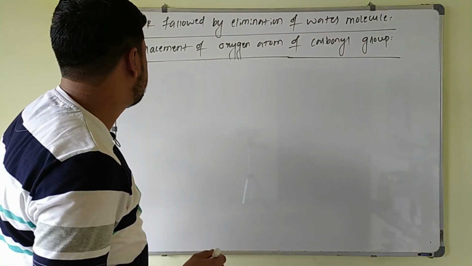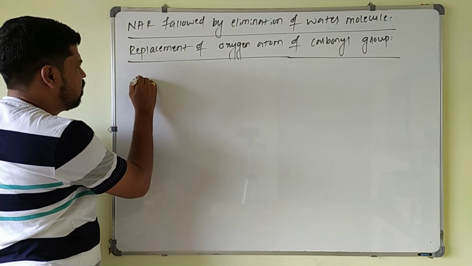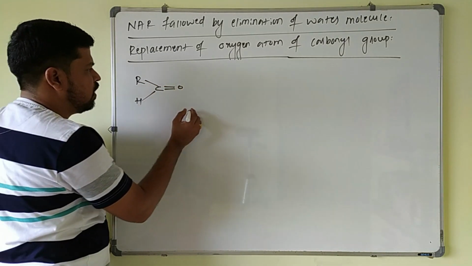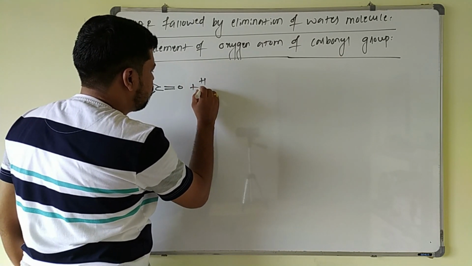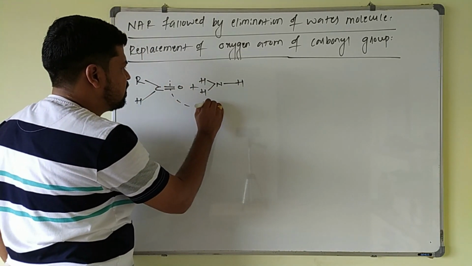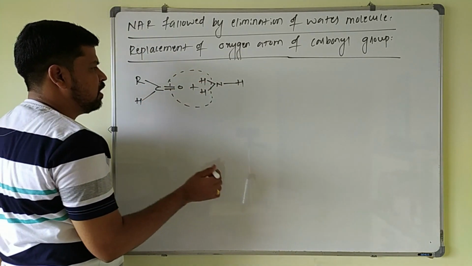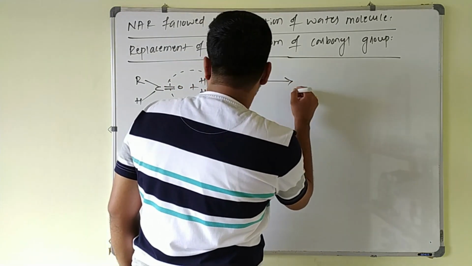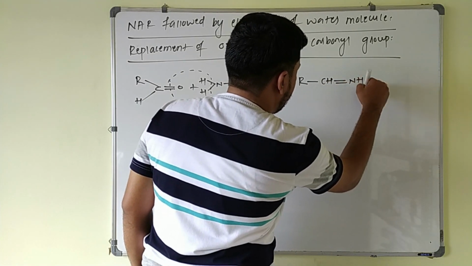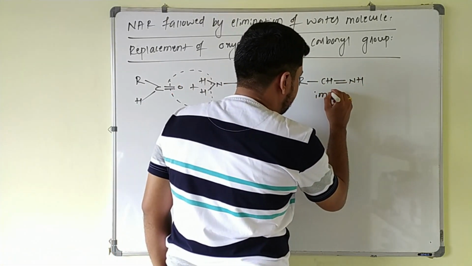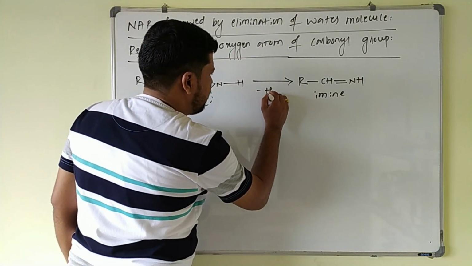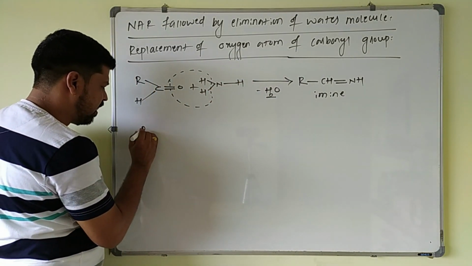So first example we will see, suppose I take an aldehyde like this, aldehyde on treating with ammonia, a water molecule is eliminated here, so that it will form a carbon nitrogen double bond. This is your RCH double bond NH. This compound is called an imine. There is elimination of a water molecule.